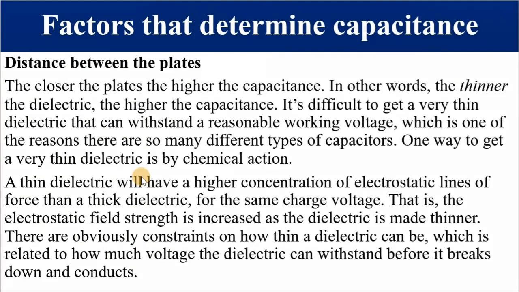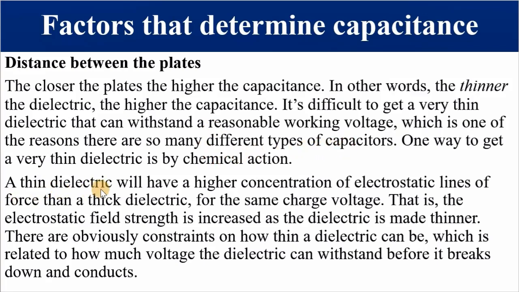Let's analyze how the distance between the two conductors or between the two plates affects the capacitance. We are saying the closer the plates, the higher the capacitance. In other words, the thinner the dielectric, the higher the capacitance, because the dielectric is put between the two plates or between the two conductors. But we know that it is very difficult to get a very thin dielectric, because sometimes capacitors have a high working voltage. Because of this, we've got many different types of capacitors.